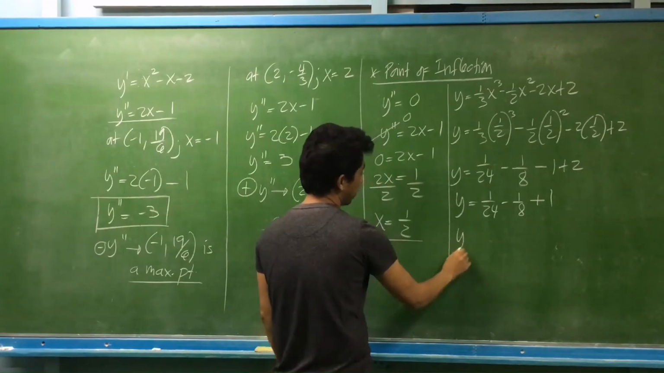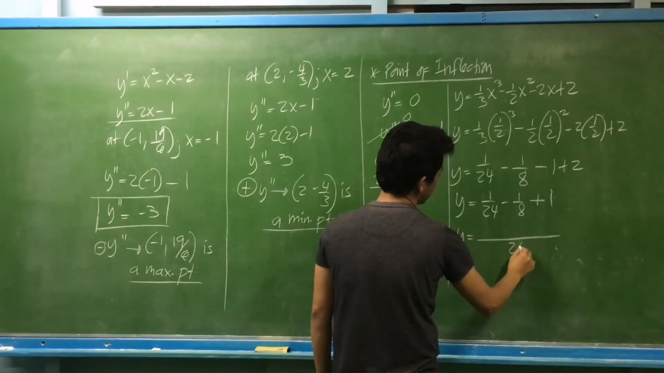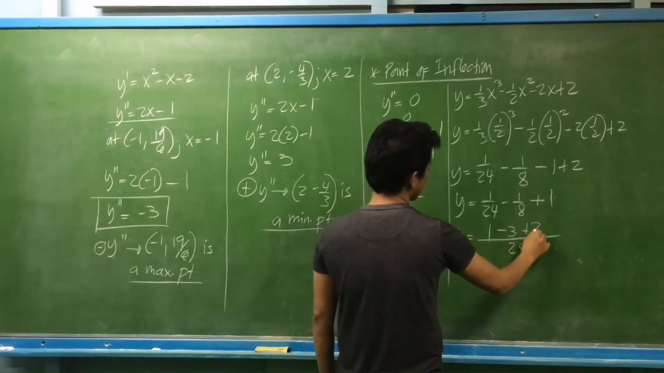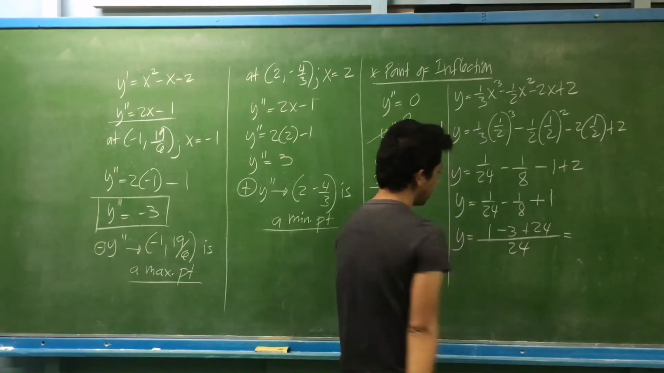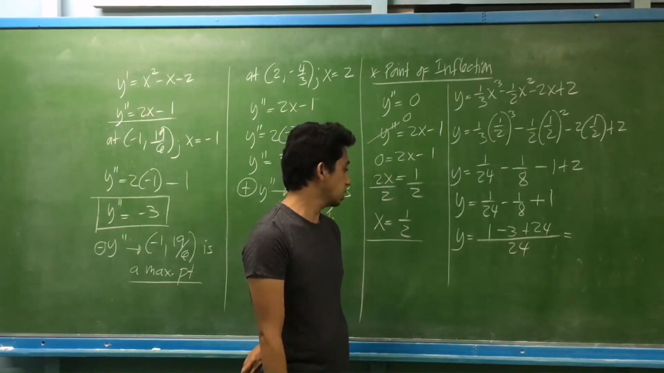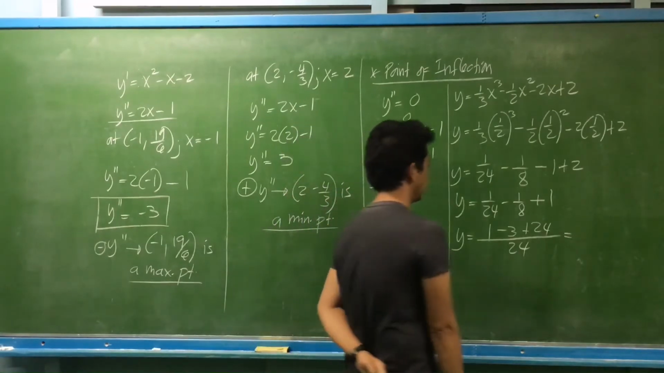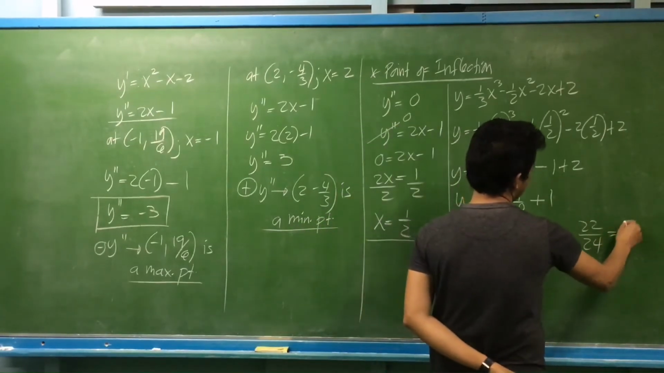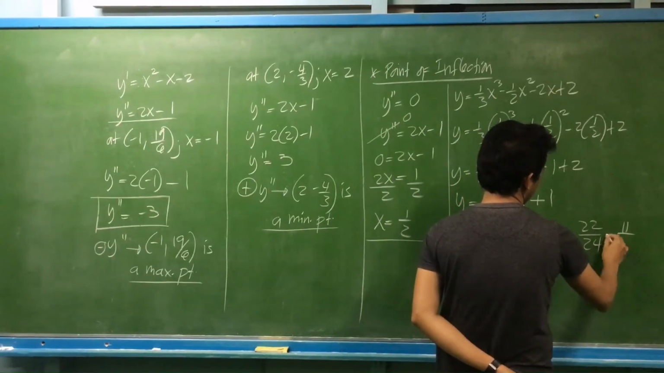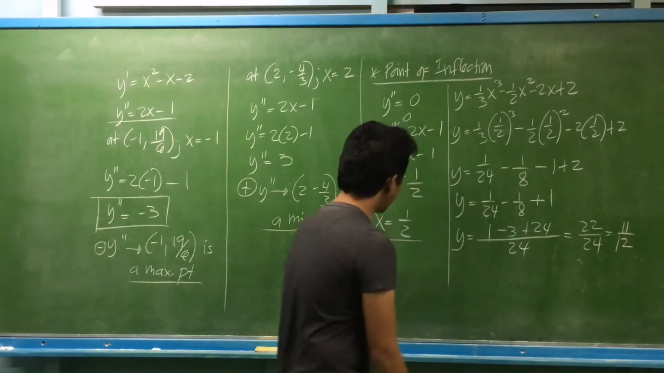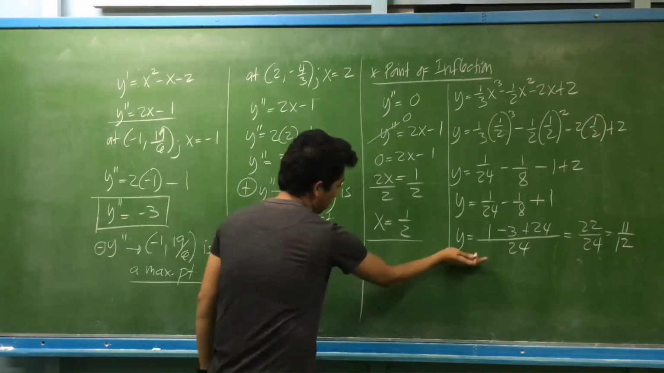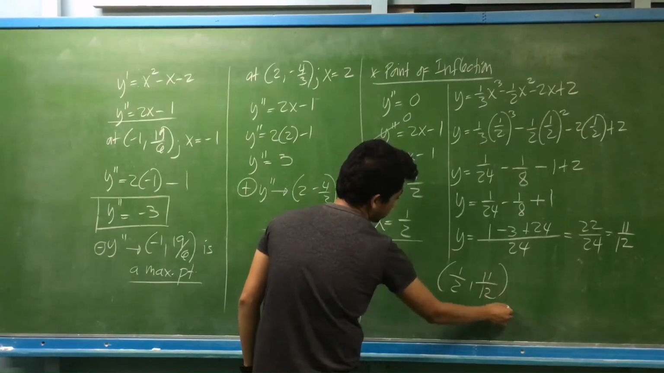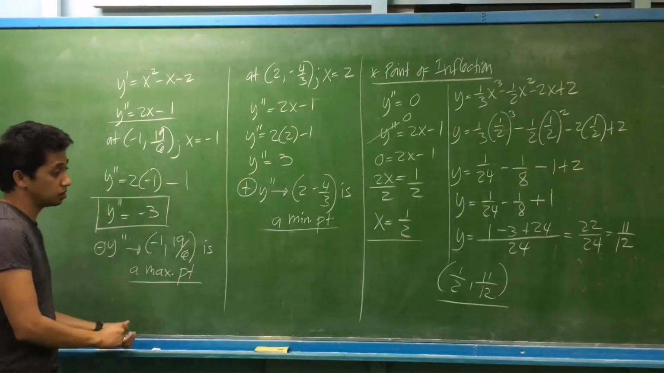We have common denominator. Let's say I'll be using 24. 24, this is 1 minus 3 plus 24. We'll be having the value of y. This is 24 plus 3, minus 3 is 21 plus 2. We have this is 22 over 24, or the value of y is the same as 11 over, I think it's 11 over 12. So we have the coordinate. The coordinate of the point of inflection is at 1/2, 11 over 12. Okay, so dyan makikita yung point of inflection.